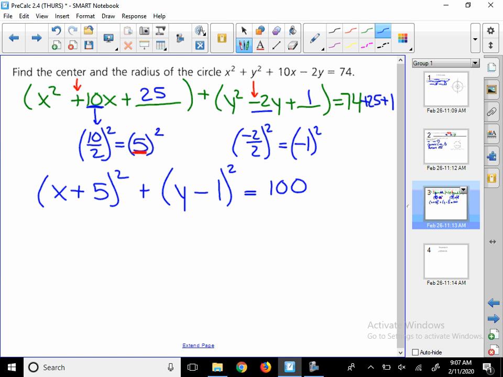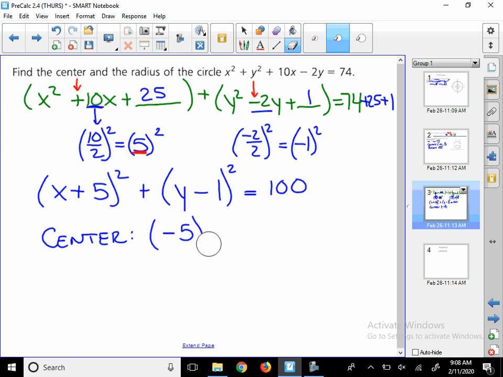Now this is in the nice form that we like, where I can see where my center and my radius are. So my center, well, I see x plus 5. Change signs, so it's going to be a minus 5. Not done with that parenthesis yet. And I see y minus 1, so it's got to be a positive 1.